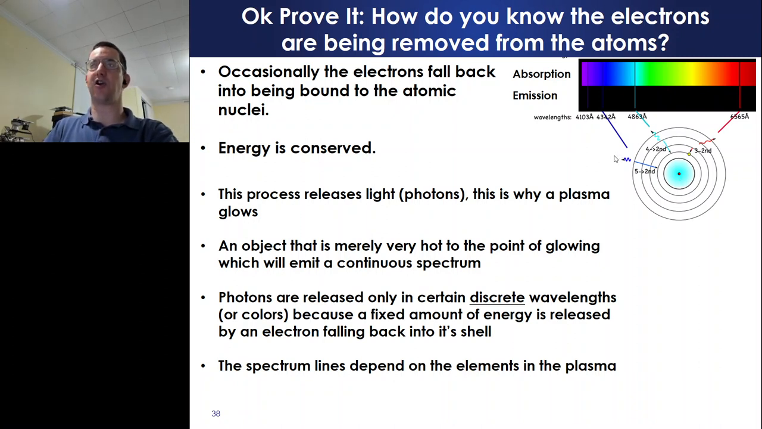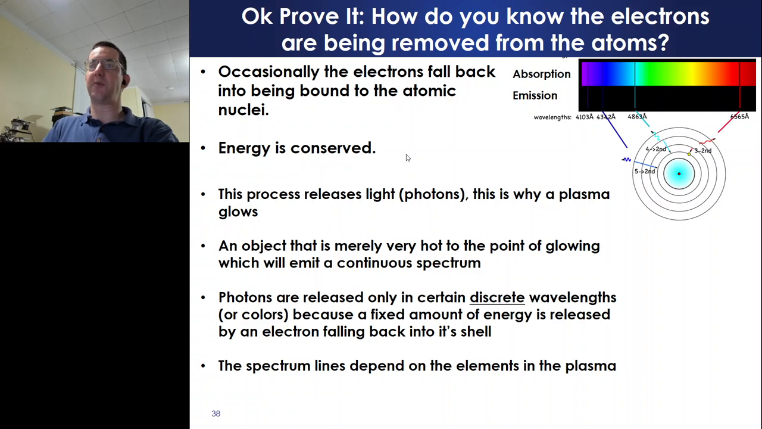Occasionally, the electrons in a plasma fall back into being bound to the atomic nuclei. As energy is conserved, this energy must now be released, and it is released as a photon, or as light. This is why a plasma glows.